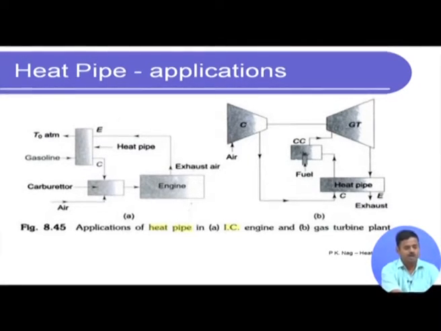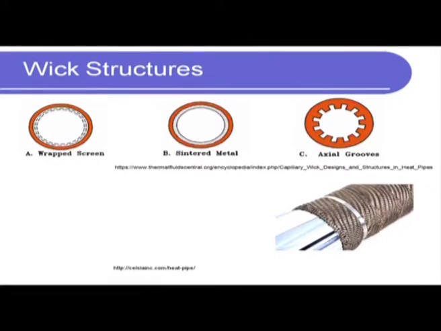Okay. So again, what have we done? When we talk about heat pipes for waste heat recovery, we have talked about gas to gas heat recovery, we have talked about de-icing, and then we talked about these two engines, IC engine and gas turbines. All right. So these are some of the applications of heat pipes for waste heat recovery, and let us look at, we were talking about the wick.